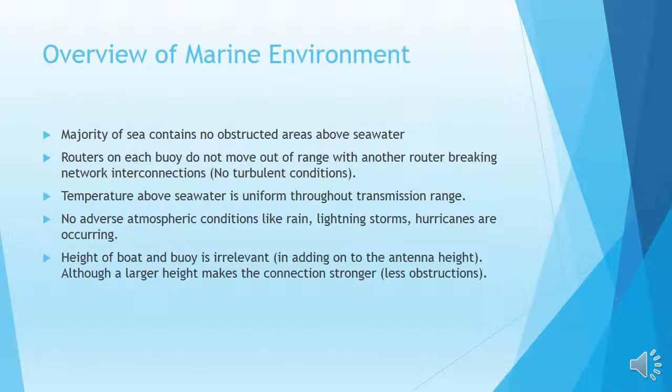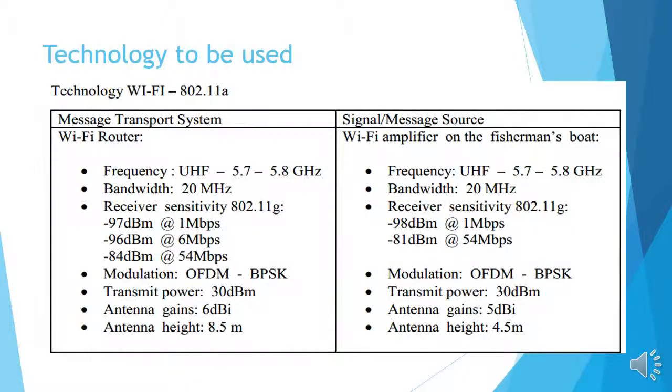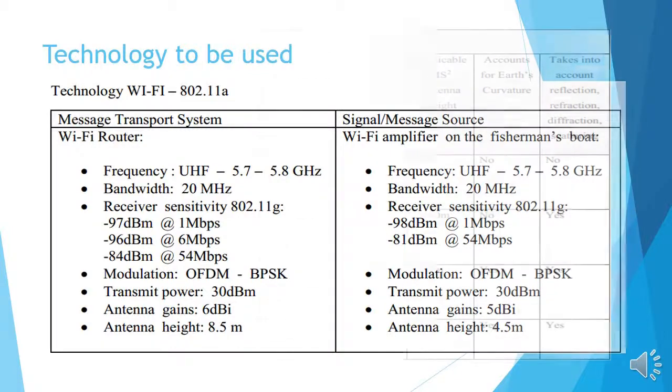These following assumptions were made in designing the link, as listed on the slide. The significant points are that the majority of the sea has no obstructions, and temperatures are uniform above seawater. This slide shows the technology to be used in our design. These figures are also important in choosing our propagation model. Furthermore, we will be referring to these requirements in any calculations made.